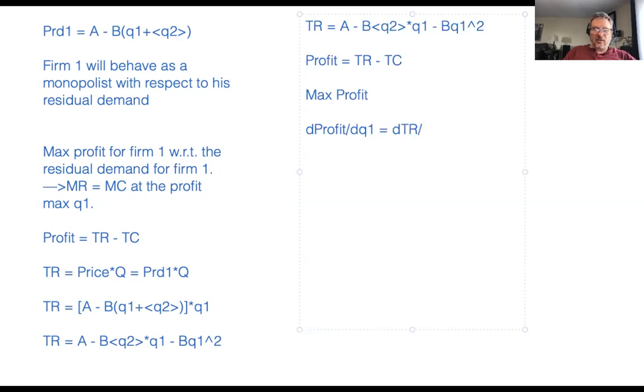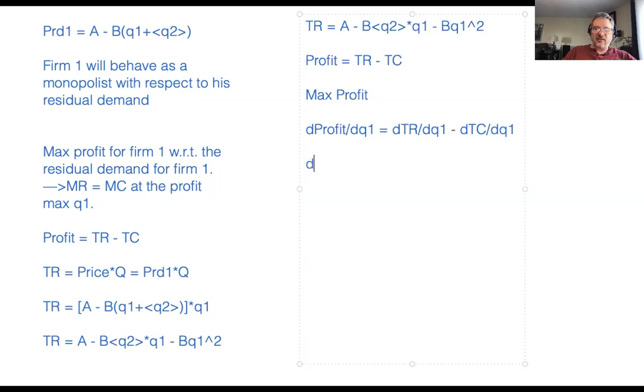dtr dq1 minus dtc divided by dq1. Okay, and you guys should recognize that dtr dq1 is just marginal revenue, but again, as I said, it's a marginal revenue with respect to the residual demand.